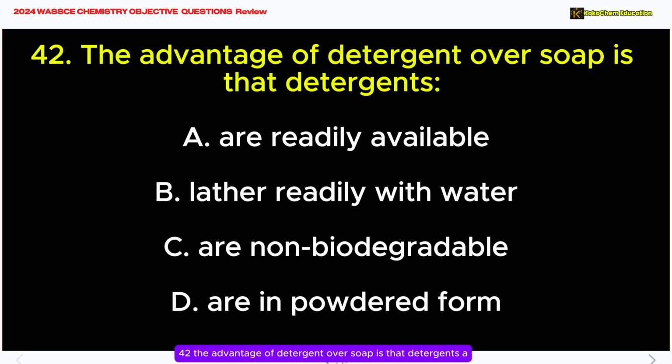42. The advantage of detergent over soap is that detergents A. Are readily available, B. Lather readily with water, C. Are non-biodegradable, D. Are in powdered form. The correct answer is B. Lather readily with water. Explanation. Detergents do not form scum in hard water and therefore lather more easily compared to soaps.